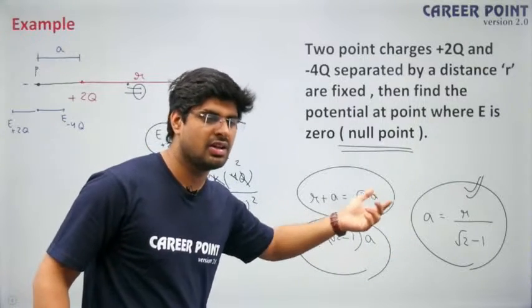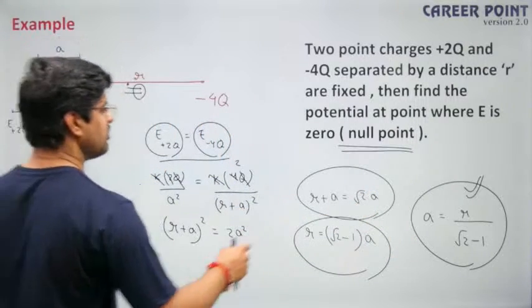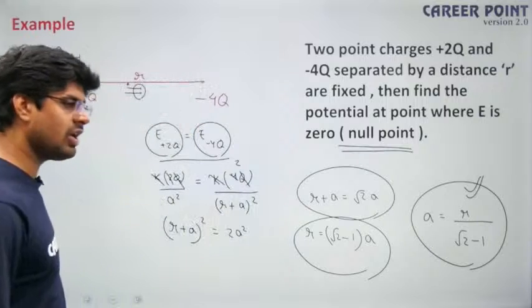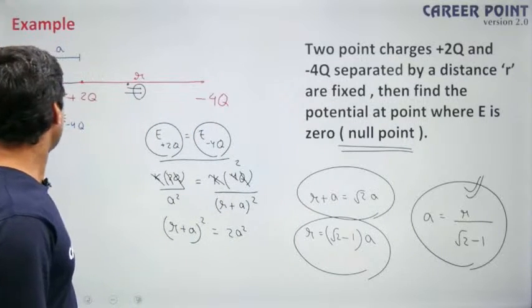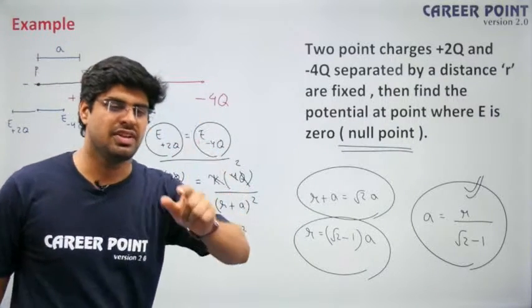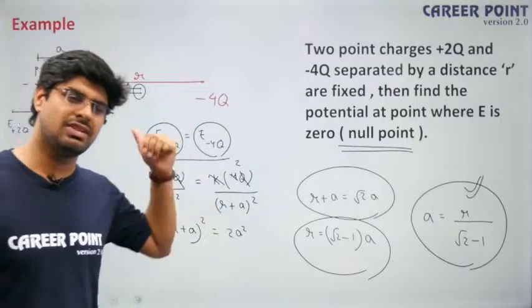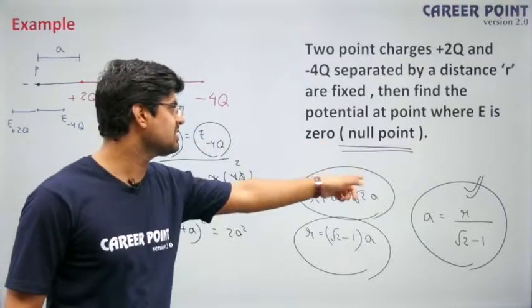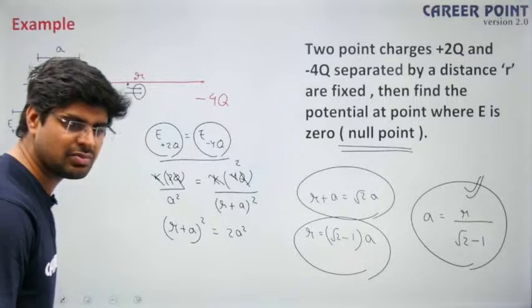No, right? We are supposed to find out what will be the potential at this point, because now I understand that this point P is the location where net electric field is coming 0. So that is our null point. At that null point we are supposed to find out potential. So let's find out the potential.